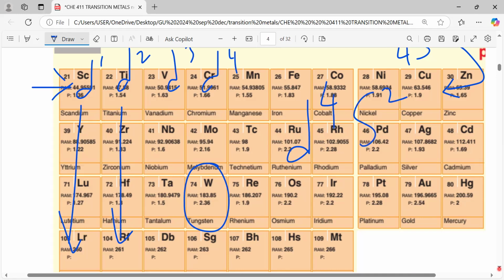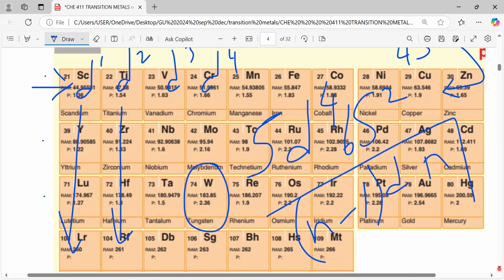So what is the n? This is 4, 5, 6. Because my n is 6, therefore the d will be 5, and the s will still remain 6. Remember, it is (n minus 1)d, then ns. Okay, that's how we do it.